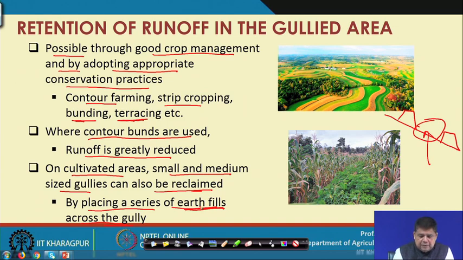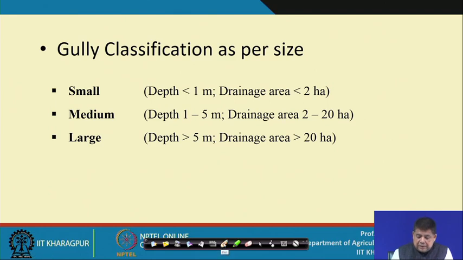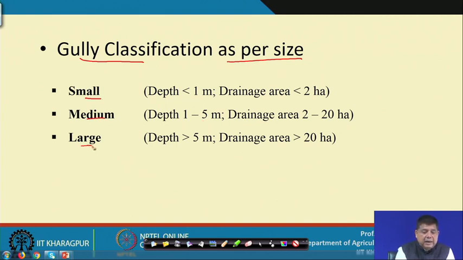it will be possible to retain most of the runoff within the gullied area, and over the period the grasses or the vegetation will grow and the gully could be reclaimed in this particular fashion. So, this is how retention of runoff in the gullied area is possible. But here many times we are referring to small, medium gullies. So, it is worthwhile to have a relook at the gully classification as per size, because throughout the following lectures we will be referring to this small, medium and large size several times.